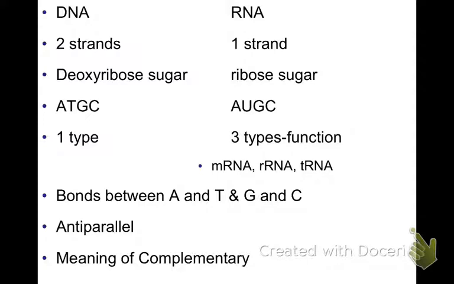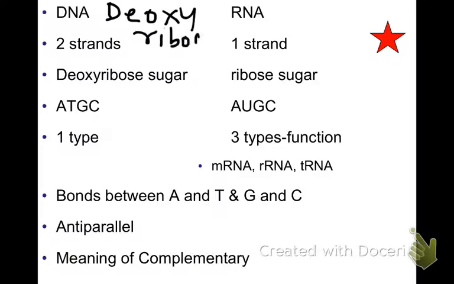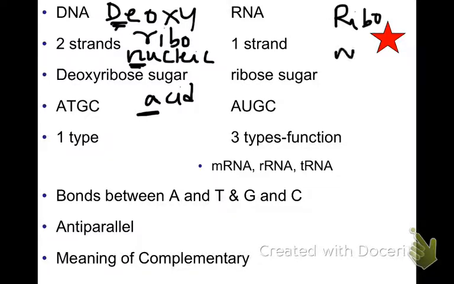Okay, so differences between DNA and RNA. DNA is called deoxyribonucleic acid, I apologize once again, deoxyribonucleic acid or DNA, and RNA is called ribonucleic acid, RNA.